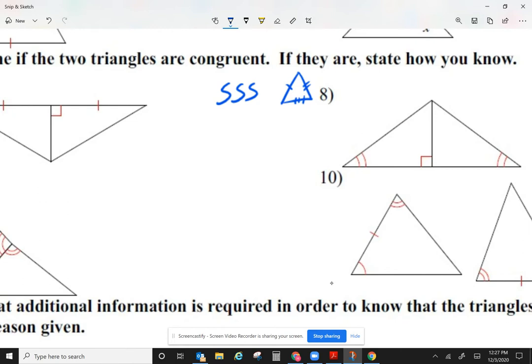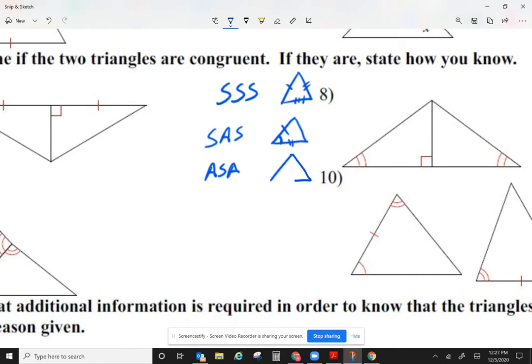Another rule that we have is side, angle, side. So two sides and the angle in between. Each of my triangles, like I said, I'm comparing two triangles, but I should have two sides marked and the angle in between. So the angle that I must have is the angle where the two sides meet. That angle.